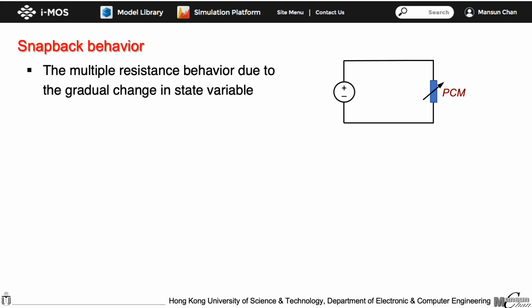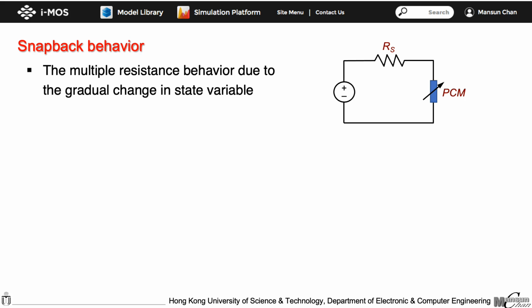Another property that often occurs in memory devices is the snapback behavior. It can be found during the phase transitions in a phase change memory when a voltage is applied to it. However, when a DC source is applied to the memory cell, the voltage across the device is fixed, and snapback will not happen. In reality, there is always a resistor connected in series to the memory device.